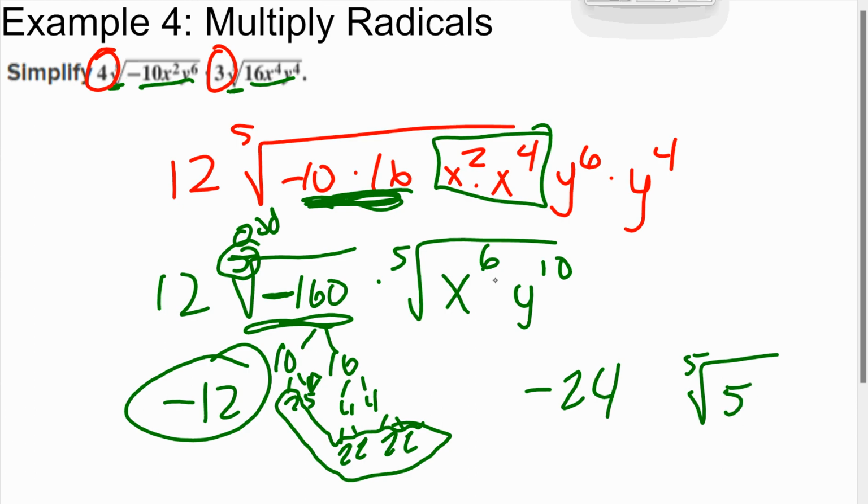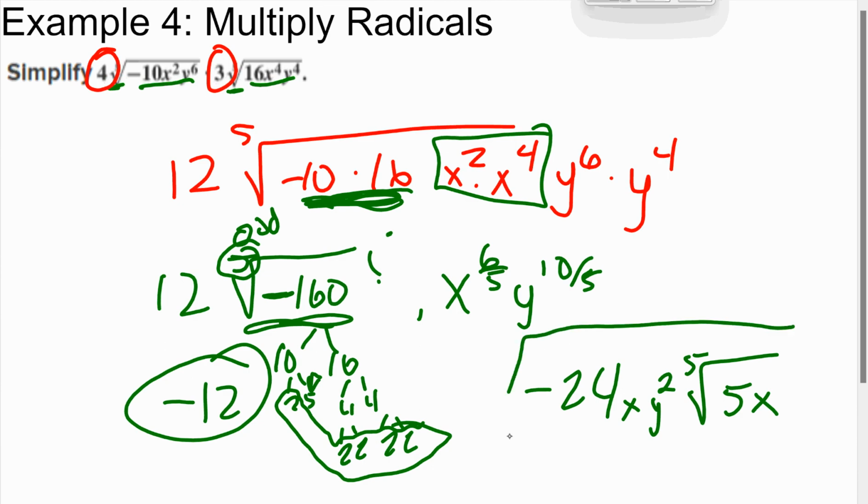Now x to the sixth, I have an index of 5, so that means this would be divided by 5, and this would be divided by 5, right? And then I would have no more root. I'd write it as fractional exponents. So 5 goes into 6 one time with a remainder of 1. 5 goes into 10 two times with a remainder of 0. So then here would just be my answer.